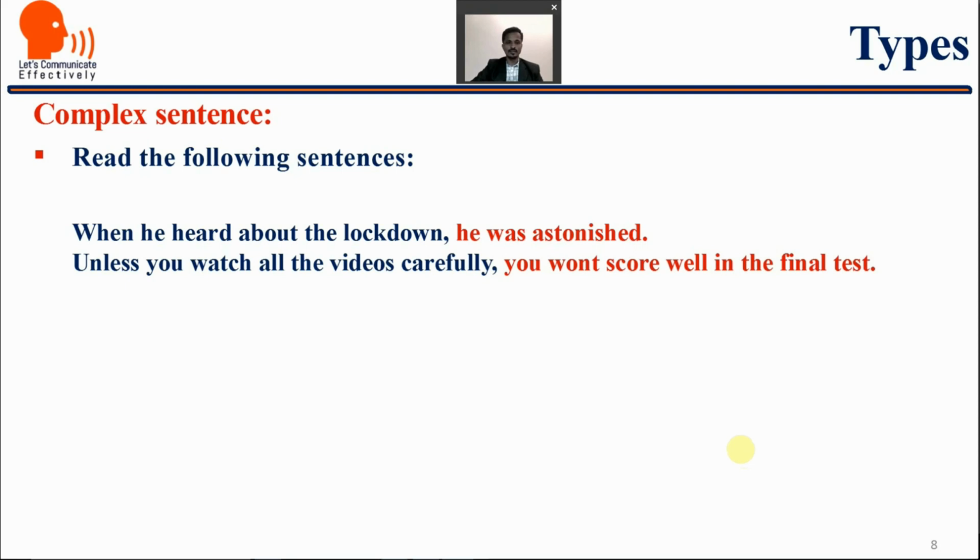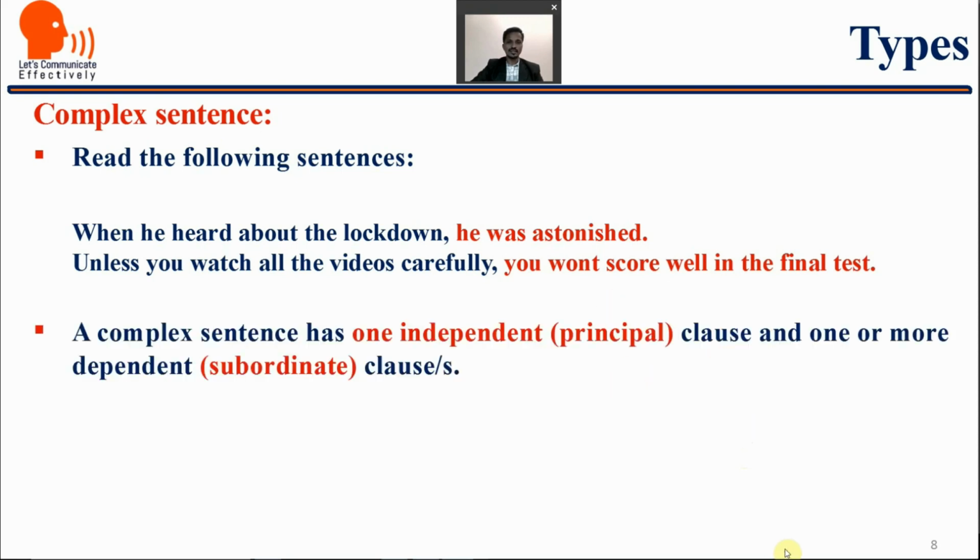What do you observe in these two sentences? Let us see what that is. A complex sentence has one independent clause, which is known as the principal clause, and one or more dependent clauses, which are known as subordinate clauses. One is the independent clause, the main clause, the principal clause, on which one or two or more other clauses, known as subordinate clauses, are dependent. Look at the examples now.